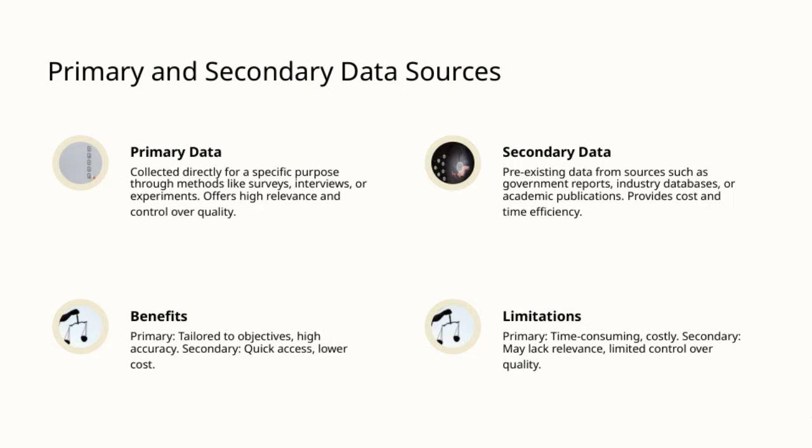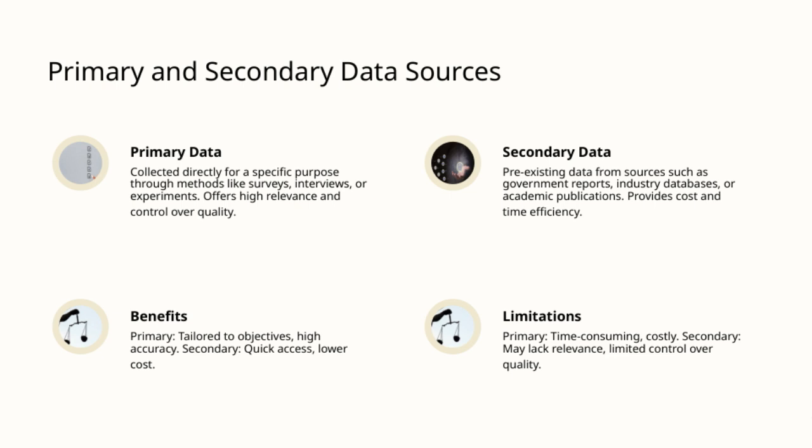Let's take a closer look at the limitations and benefits of data collection methods. Starting with the limitations, primary data collection can be quite time-consuming and costly. It often requires significant resources and planning to gather new information. On the other hand, secondary data, which comes from existing sources like government reports or academic publications, might not always be perfectly relevant to our specific needs. We also have limited control over the quality of that data, which can sometimes be a concern.